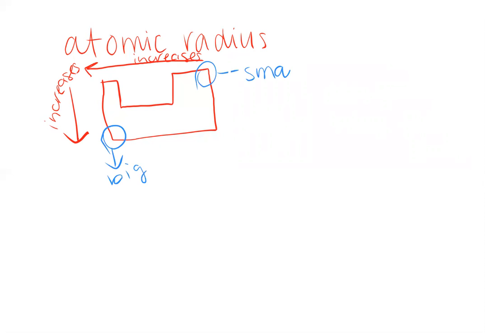Remember, radius is just the size. We'll talk about the radius of a circle relative to the size of the circle. It's the same thing when we're talking about atoms. It's how big the atom is. So those in this bottom left corner are going to be bigger than those in the top right corner of the periodic table. Atomic radius, just to clearly define that, is the size of the atom.